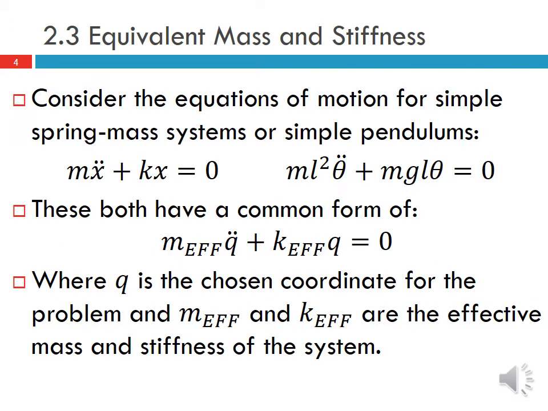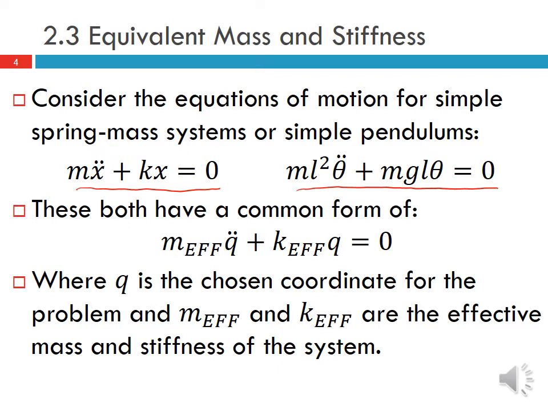So let's look back at our equations of motion for simple single degree of freedom systems. Like a simple spring mass system, the standard form of the equation of motion was m x double dot plus k x equals 0. And for a simple pendulum, the standard equation of motion is given as shown here: m l squared theta double dot plus m g l theta is equal to 0, where L is the length of the pendulum and theta is the angle, which is used as the coordinate in that case.